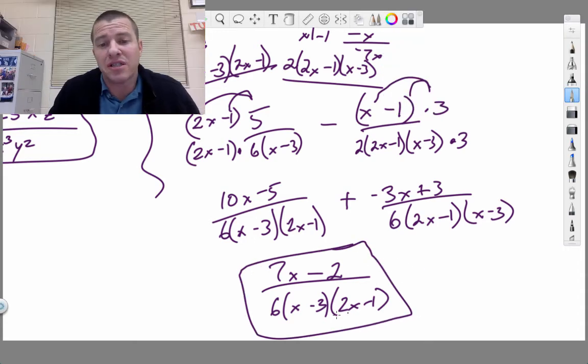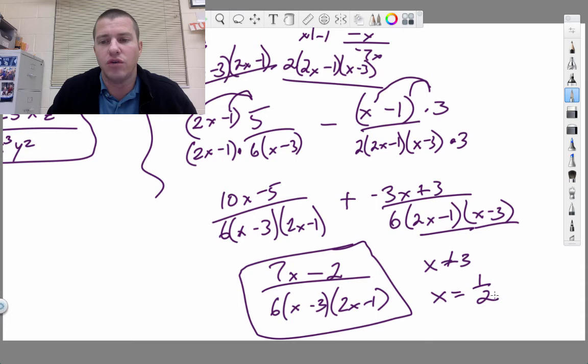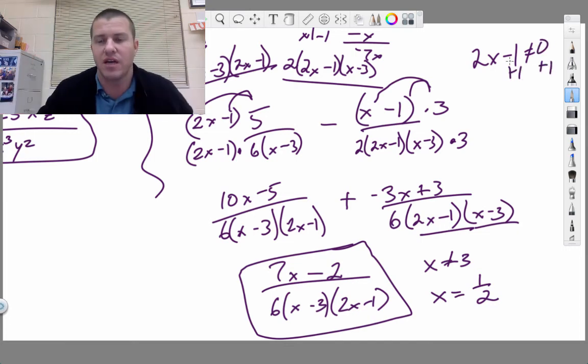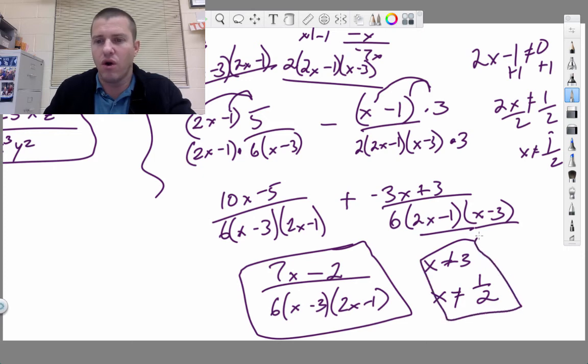The restrictions come from the x values in the denominator. It's basically coming from each parentheses. What would make this parentheses a 0 is if x is equal to 3. So that means that x cannot equal 3. And x cannot equal 1 over 2. The reason I get 1 over 2 is because 2x minus 1 cannot equal 0. Well, that means if I basically solve it, that means that x cannot equal 1 over 2, or 1/2. So I have x cannot equal 3 or 1/2.